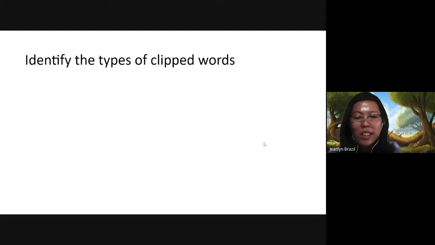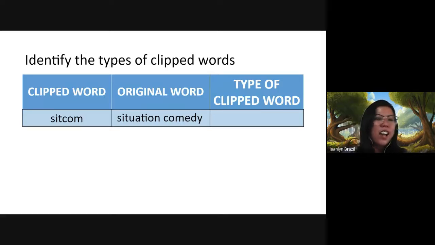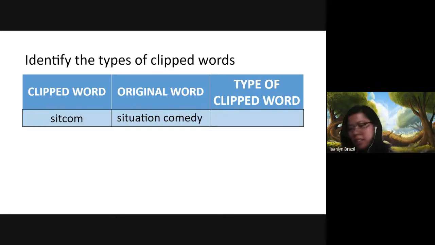Now, let's move on with the fourth type. The fourth type, it is sitcom. And the original word of sitcom is situation comedy. Okay? Ano kaya ang answer dito? What type of clipped word is this? And ano yung ni-remove natin? What are the syllables being removed here? Ayan. Sige nga. Raise your hand if you're done answering the question. So, sino yon? Sino na yung mga tapos? Si Princess tapos na. Sino pa? Si Precious. Si Charisse. Sino pa? Si Shandy. Si Ken. Si Ava.